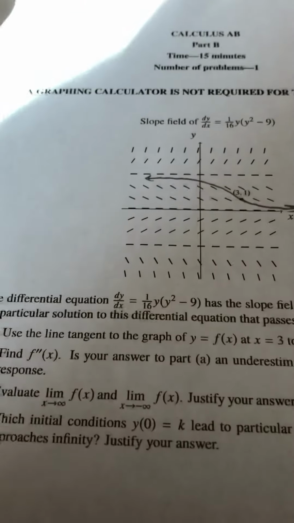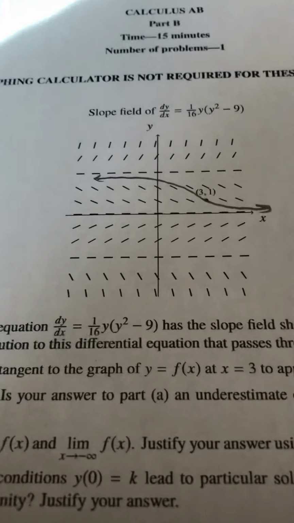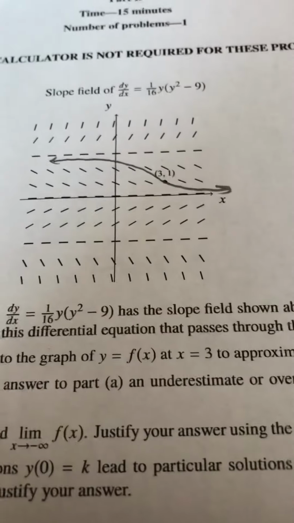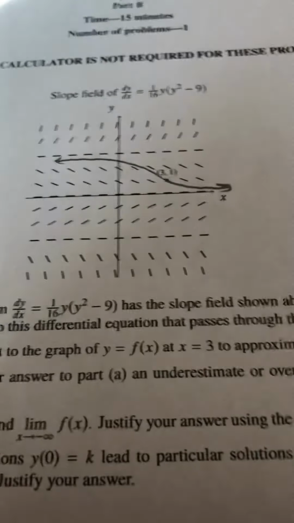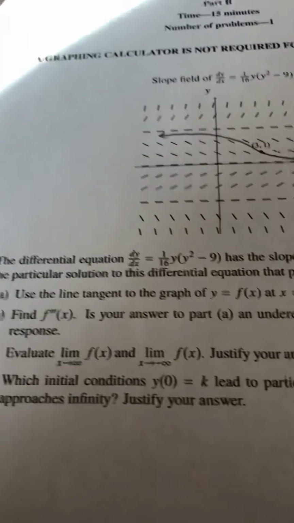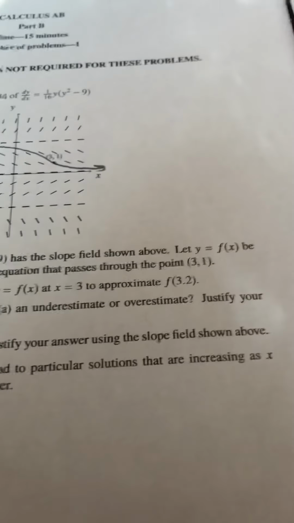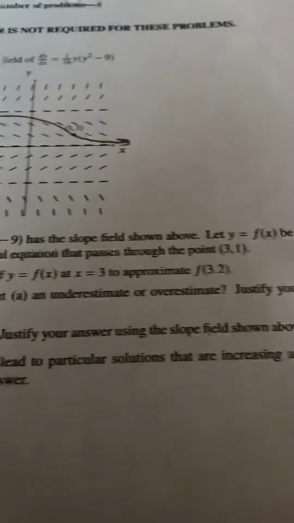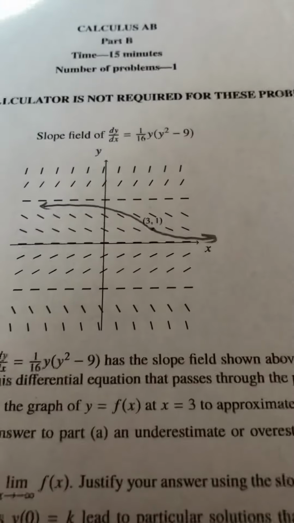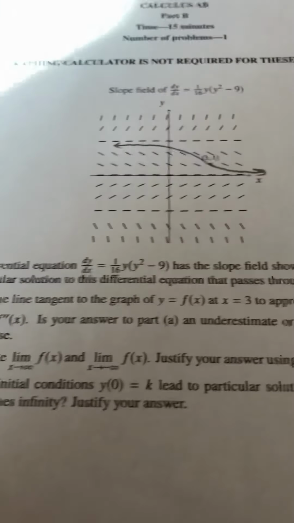Here's question 2 from the practice test. You can see I drew the solution curve through the point (3, 1) because that's the curve we're going to need to look at for part C. But anyway, they gave us our differential equation, the slope field is drawn, and they define f of x as the particular solution that passes through the point (3, 1). So that's the particular solution when they refer to f of x.